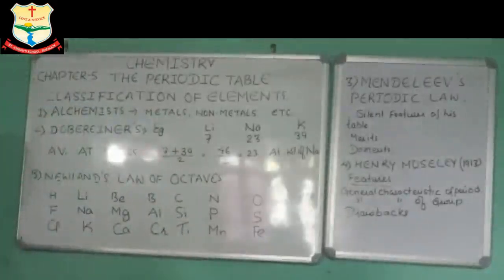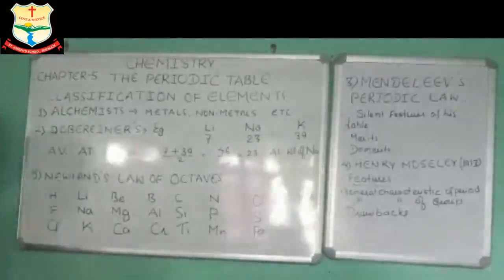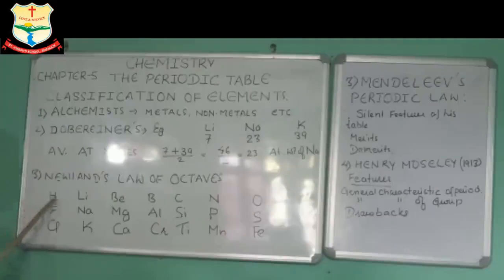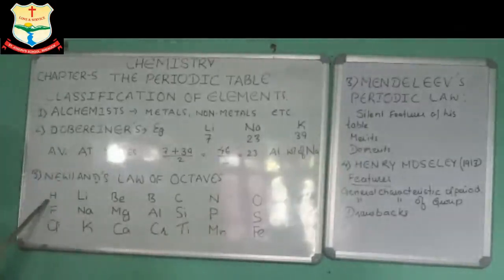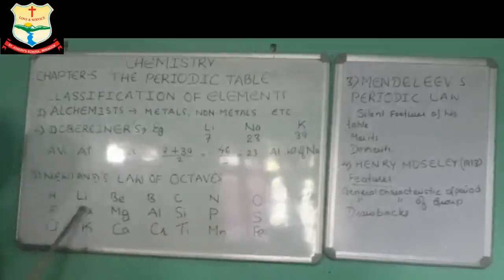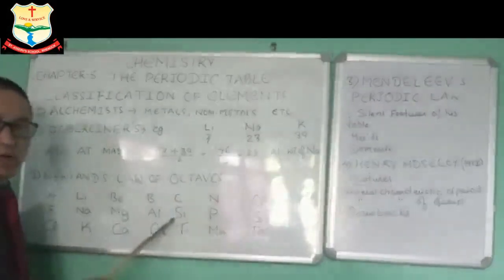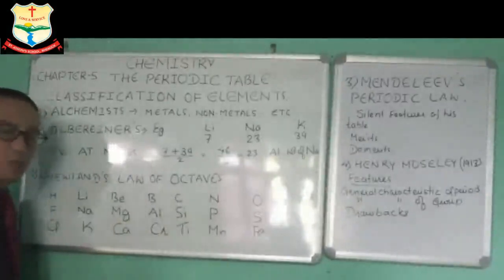Similarly, when he ordered these elements in groups of 8, he found that after every 7th element, that is the 8th element, has similar properties to the starting element. Here, hydrogen 1, lithium 2, beryllium 3, boron 4, carbon 5, nitrogen 6, oxygen 7 and fluorine 8. Here the properties of fluorine are similar to the properties of hydrogen. Next, carbon: 1, 2, 3, 4, 5, 6, 7, 8, silicon. The properties of silicon are similar to the properties of carbon.